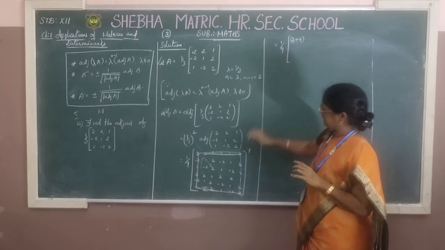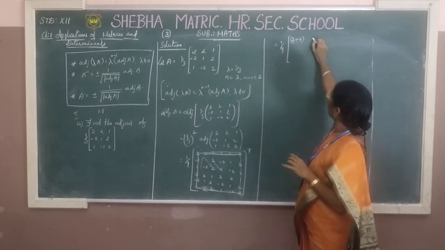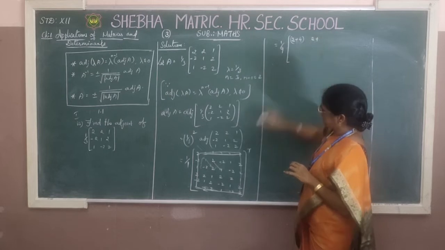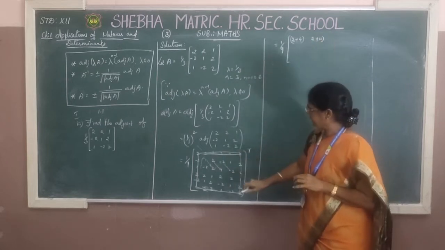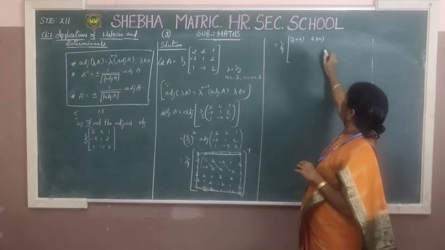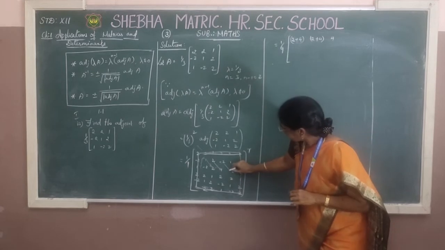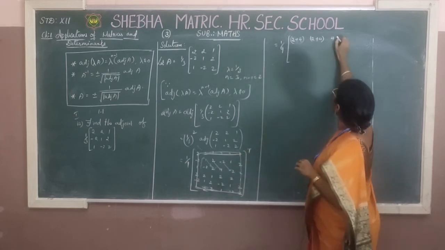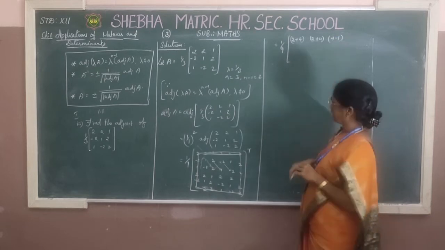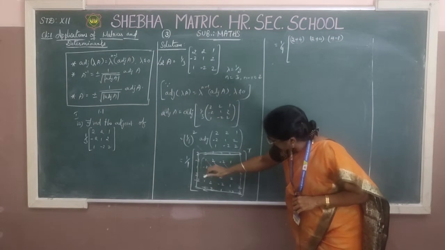Next, multiply these two and subtract these two. 2 ones are 2 plus 2 twos are 4. Next, multiply these two. Minus 2 into minus 2 is plus 4, and 1 into 1 is minus 1. Similarly, take the second row and third row.